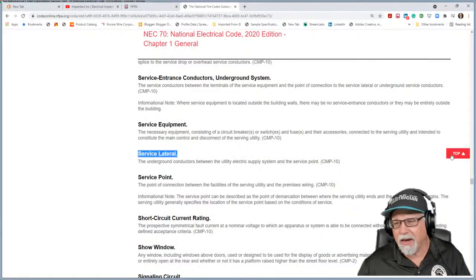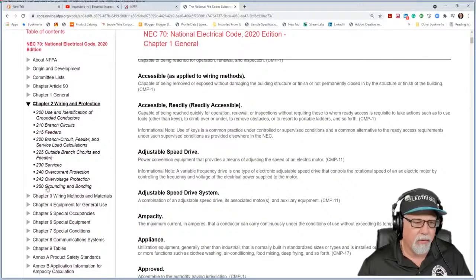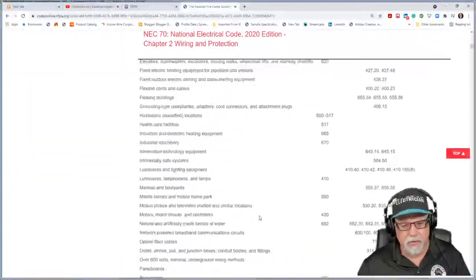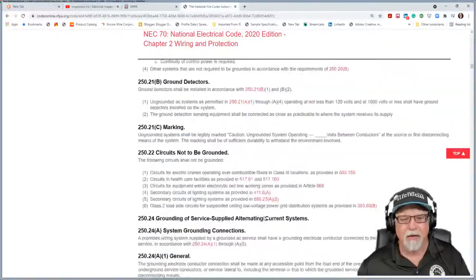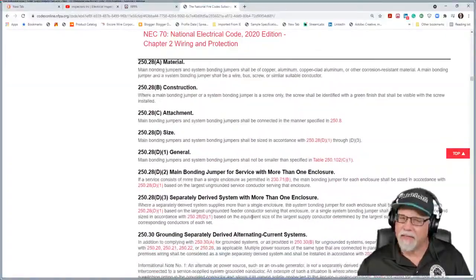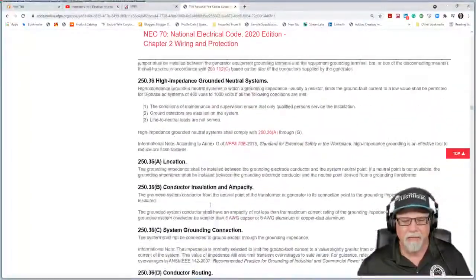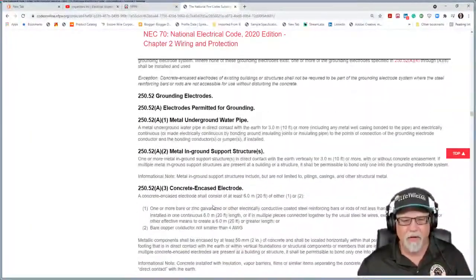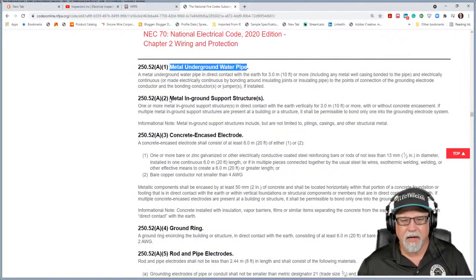We're going to look in the area of 250 to look at some of these rules real quick. I want to make sure that we're all square on these rules. I'm going to cover a lot here, so stick with me. I know I have a tendency to give you a lot of information in a video. Remember everything that we talked about. So here are your electrodes. Here's your metal underground water pipe. You have metal in-ground support structure, like an I-beam driven or encased in concrete for 10 feet. Probably not going to be on a dwelling, by the way.